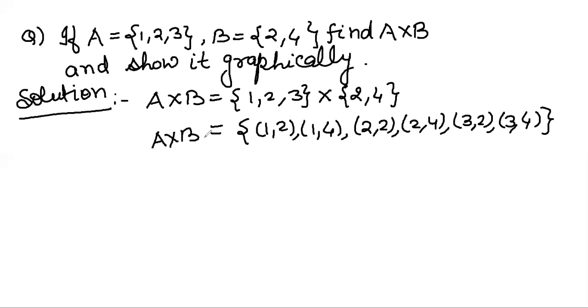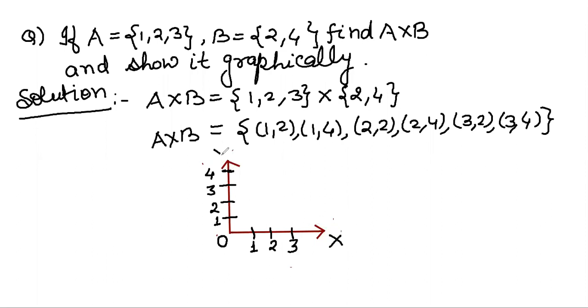Now we will represent this A cross B on a graph, means on the x-axis and y-axis. So for that we have to draw two perpendicular lines, OX and OY. After that we will represent these points one by one. So we will represent A cross B in this Cartesian plane, x-axis and y-axis. This is OX and this is OY.